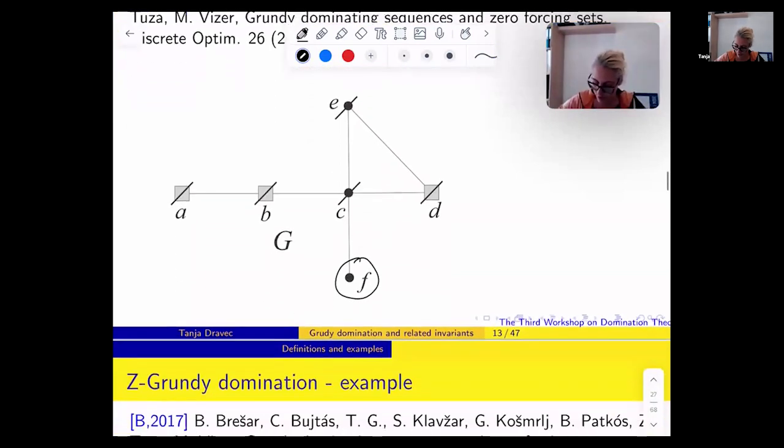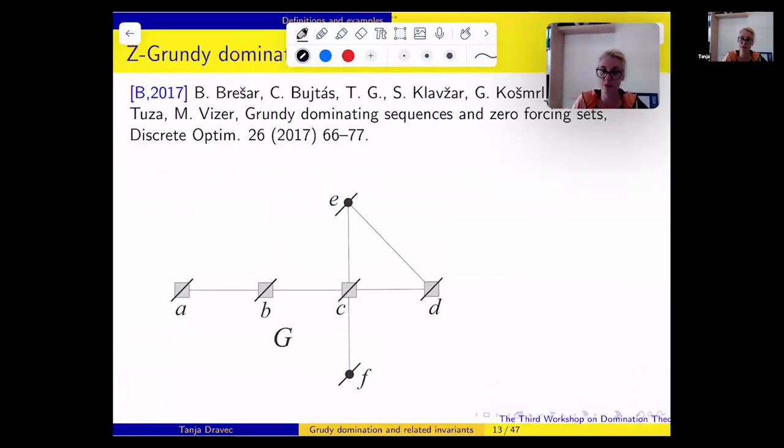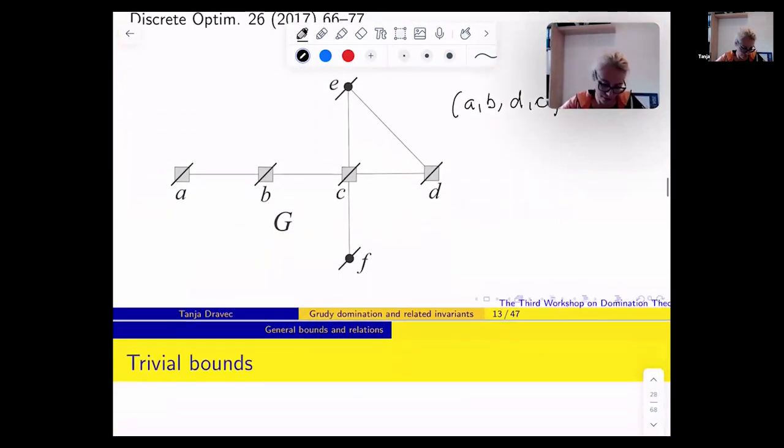And now finally I can put C in the sequence because C will dominate F. Okay, somehow the Z-Grundy domination number is again 4, but the closed neighborhood sequence described earlier is not a Z sequence. But if we check, this Z sequence is A, B, D, and C. This Z sequence is also a closed neighborhood sequence.